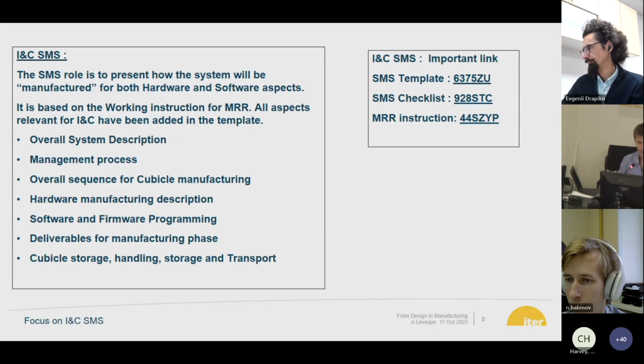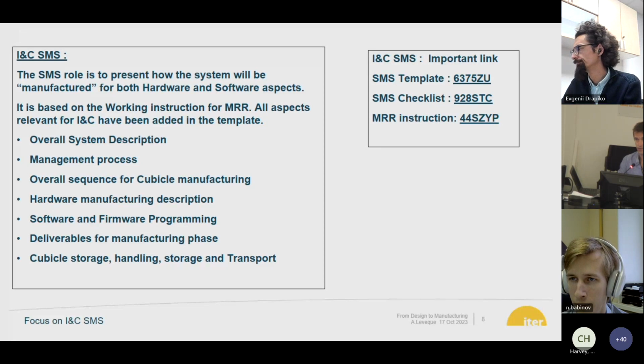The main chapters are listed here. We start with the overall system description. We want to see the management process: how you are going to manage the procurement, the manufacturing, the software development and everything. We want to see a sequence to understand, for your particular system, how you start: if you have several cubicles, whether you do them one by one or at the same time, and when you expect to have your software finalized. After that we have two big chapters about hardware manufacturing description and software and firmware programming. We also want to see all the deliverables that you are going to produce at the manufacturing phase, and a few items on cubicle handling, storage, and transport. So this is the main aspect.